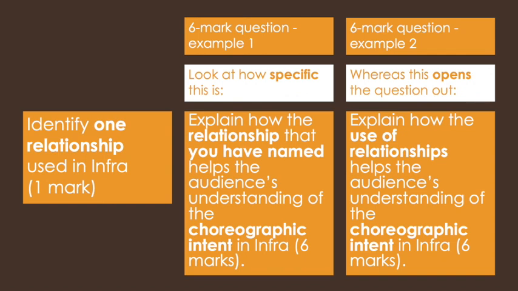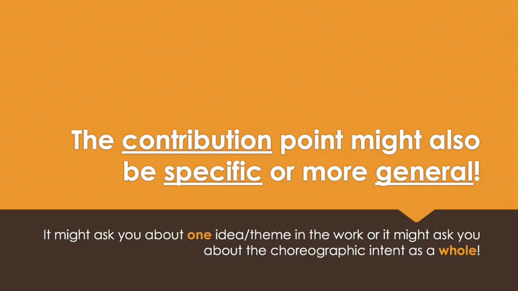The second example of a 6-mark question asks you to explain how the use of relationships helps the audience's understanding of the choreographic intent in infra. This example opens the question out as you are now able to talk about more than one relationship used. This is much broader than the first example, which asks you to specifically focus on the relationship that you named in the 1-mark question. The contribution point in the question might also be specific or more general.